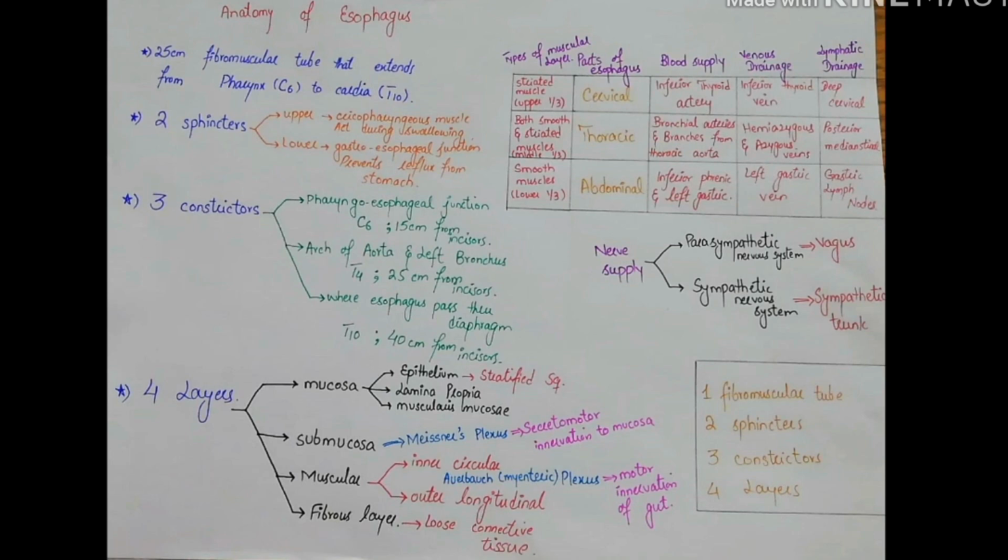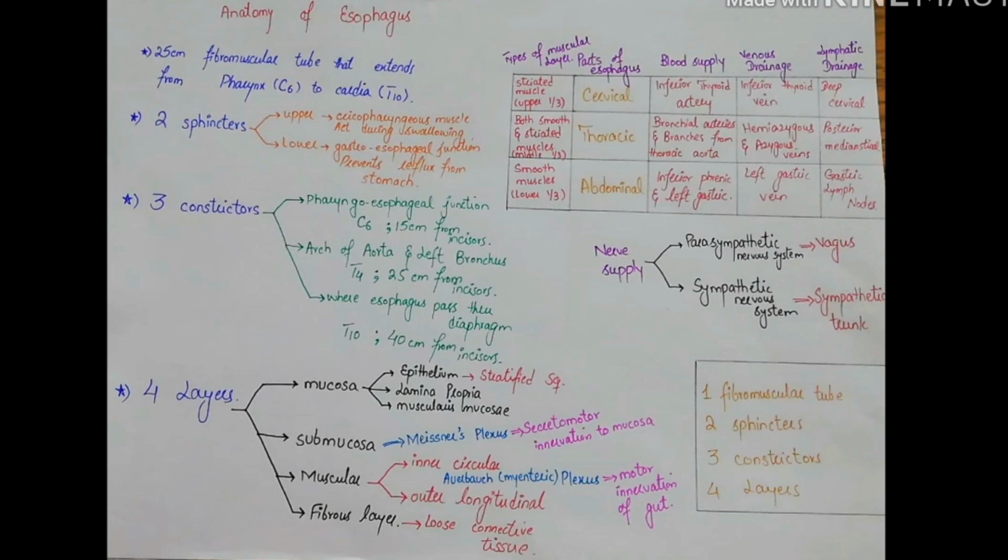The submucosa is responsible for the production of secretions into the lumen of the esophagus to allow the easy passage of food from the esophagus into the stomach. For this, there is a plexus, Meissner's plexus, which supplies the different glands which produce secretions. Then comes the muscular layer.